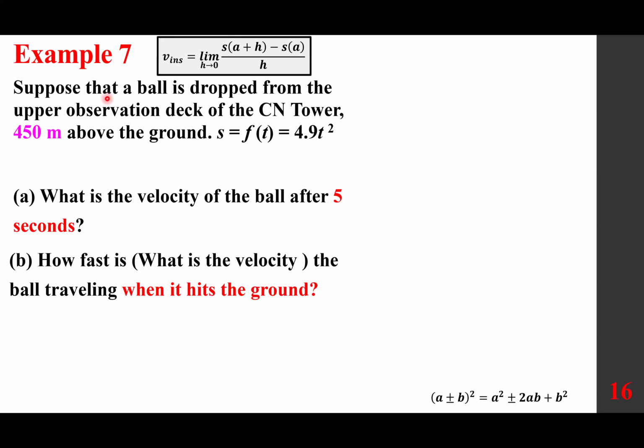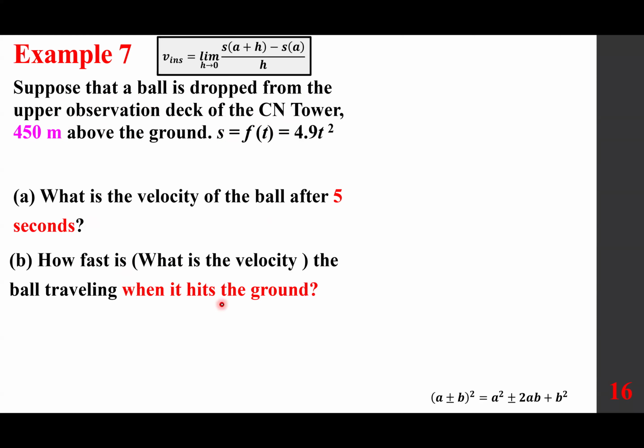Example 7. Suppose that the ball is dropped from the upper observation deck of the CN Tower, 450 meters above the ground, and the formula is S equals f of t equals 4.9 t squared. What is the velocity of the ball after 5 seconds? How fast is the ball traveling, or what is the velocity of the ball, when it hits the ground?